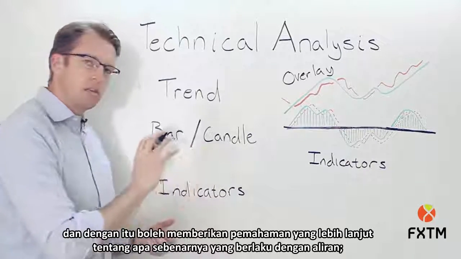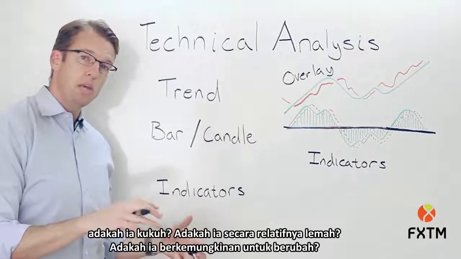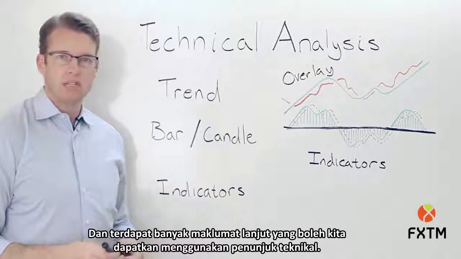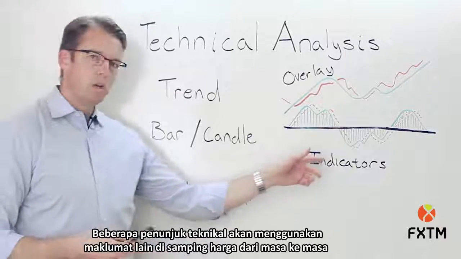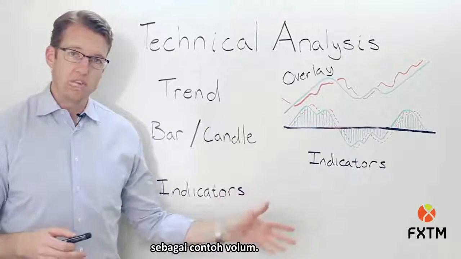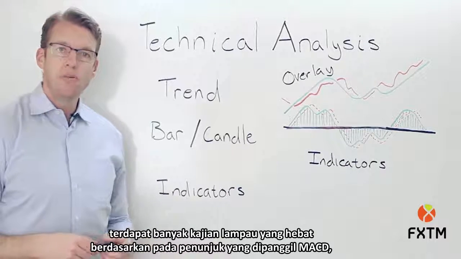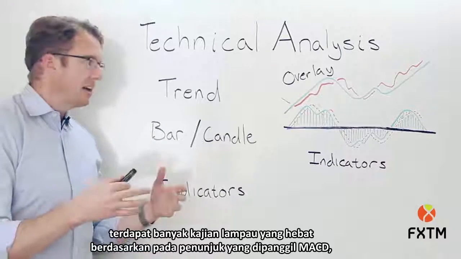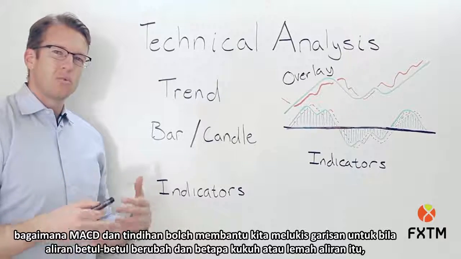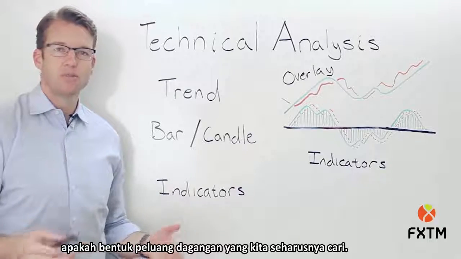And therefore, they can give us a little bit of additional insight into what's really going on with the trend. Is it strong? Is it relatively weak? Is it likely to change? And there's a lot of additional information that we can get by using a technical indicator. Now, some technical indicators will use other information besides just the price over time, such as volume, for example. But we're going to look at a common one. We've got a lot of great historical work based on it, called the MACD, in an example as to how can the MACD and overlays help us to draw a line as to when the trend is really changing and how strong or weak is it? What kinds of trading opportunities should we be looking for?